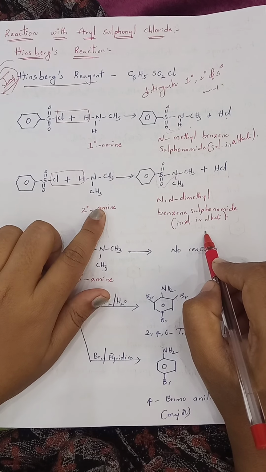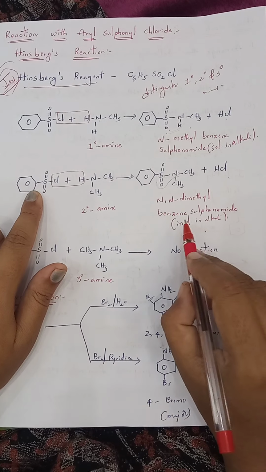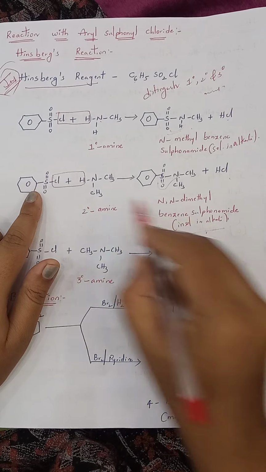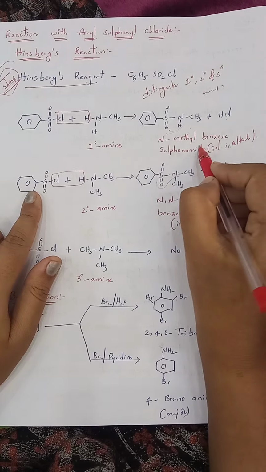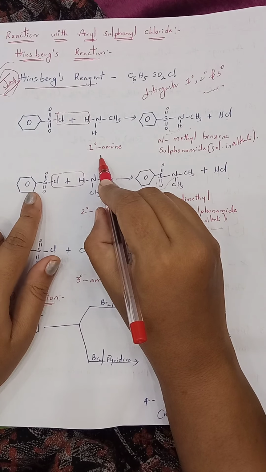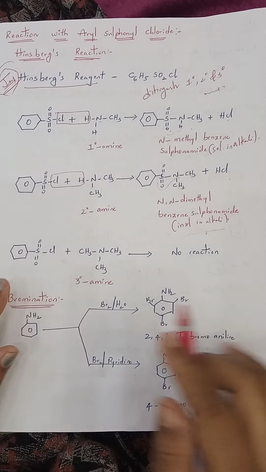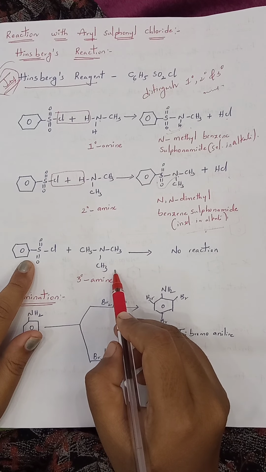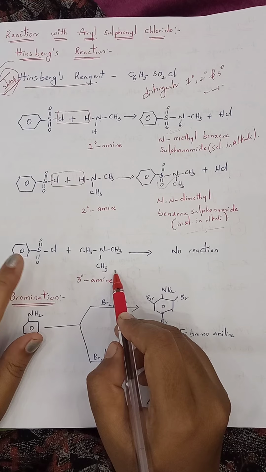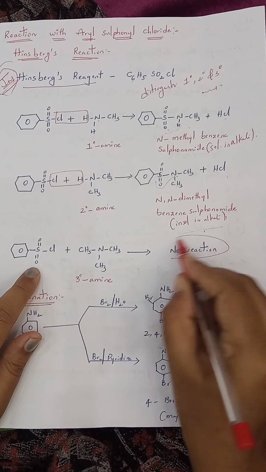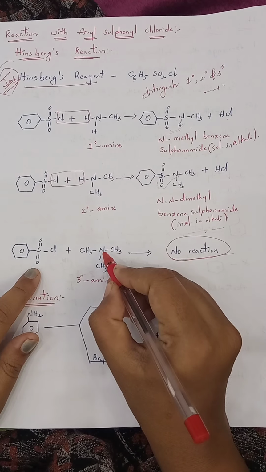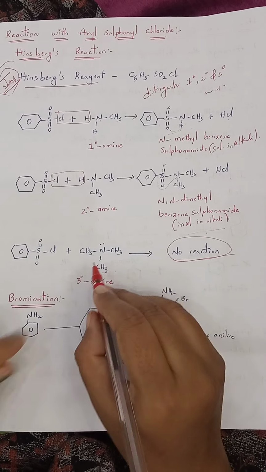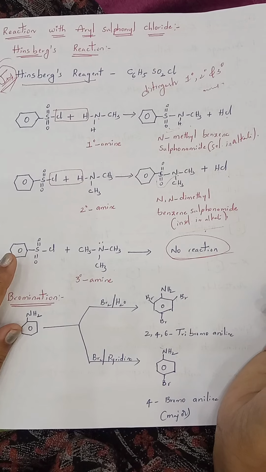That means secondary amines react with Hinsberg reagent to give a compound which is insoluble in alkali. By this we can confirm the given amine is secondary. If it is soluble in alkali, then that confirms that a primary amine is given. Whereas tertiary amines do not undergo reaction with benzene sulfonyl chloride or Hinsberg reagent. There is no reaction because no hydrogen is left on the nitrogen of tertiary amine, so it does not undergo reaction with Hinsberg reagent.